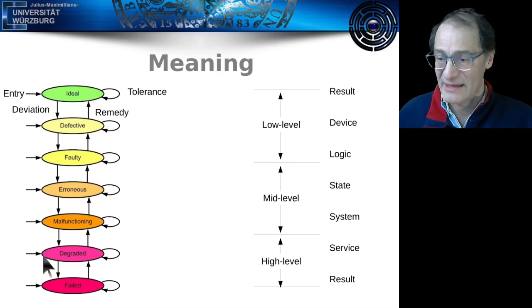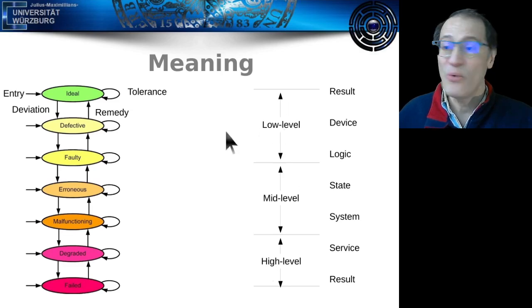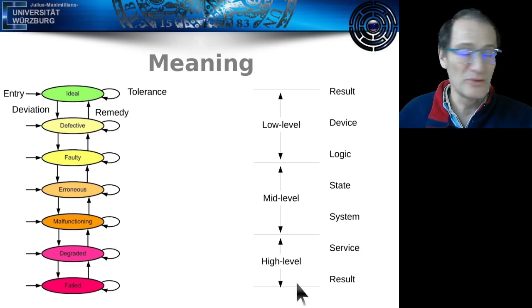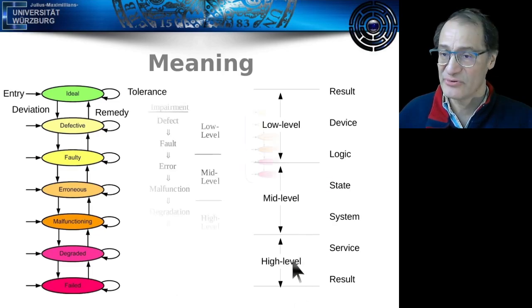And if we look at this graph, at this chain, we can recognize we have a low level area. This is from module, from device. We have a middle level, that is the state of the system. And we have the high level, that is the whole system. So in the low level, from here to here, we are handling with the results, going down to logic. In the middle level here, we begin from logic, going to state of the system. And the high level, we are talking about a service or the result which the system shall produce.